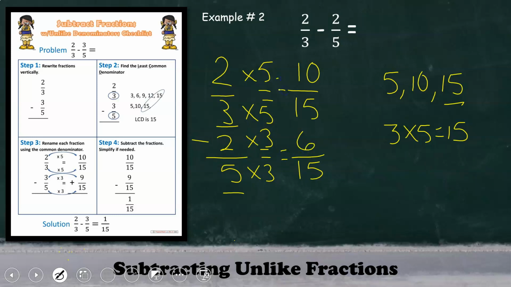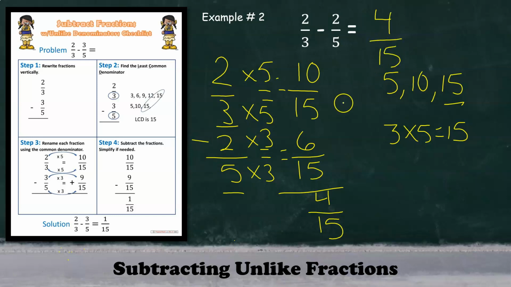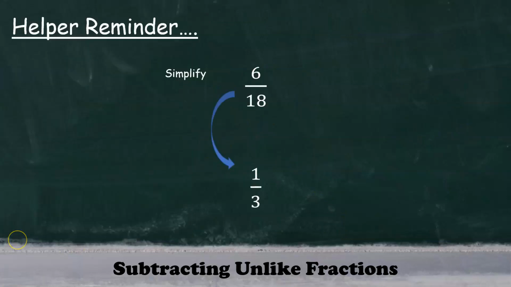Once that's done, we move on to our final step, which is subtraction, 10/15 minus 6/15, leaving us with 4/15. So we know that 2/3 minus 2/5 equals 4/15. One more thing to keep in mind, unlike the problems in this video, some answers may need to be reduced or simplified and written in its lowest terms, as you can see in this example. To find out more, be on the lookout for upcoming videos explaining how this can be done.